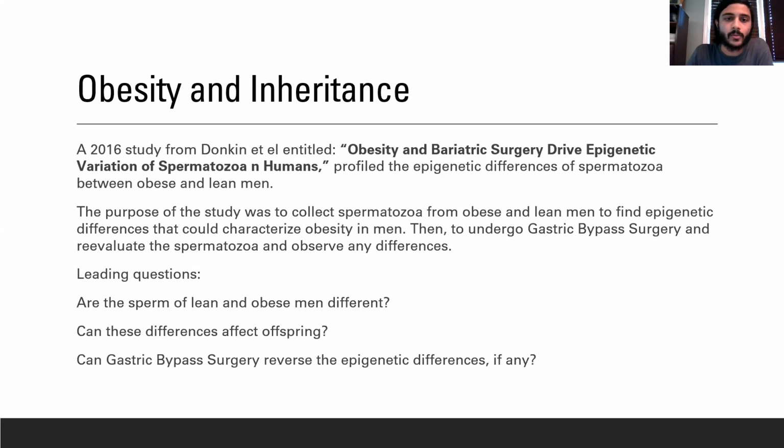So the study I looked into was a 2016 study from Donkin and others. It profiled the epigenetic differences of spermatozoa between obese and lean men. The purpose of the study was to collect sperm from obese and lean men to find any epigenetic differences to characterize obesity in men. After, they would take another group of obese men and put them through gastric bypass surgery and see if the sperm changes at all after they lost the weight.